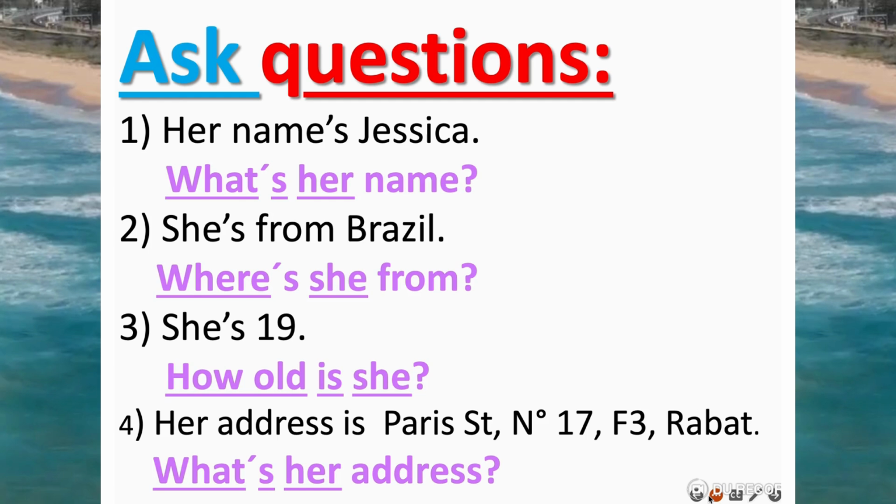She's 19. What's the question? Oh, we are speaking about age. How old are you? No, it's not correct because we have she's. We don't have I am. So how old is he? No, we have she. So how old is she is the correct question.